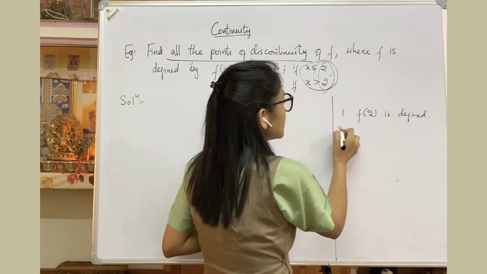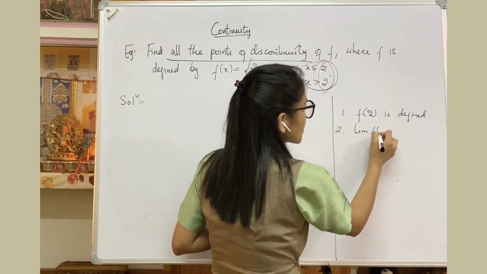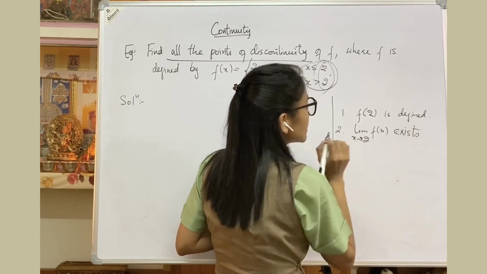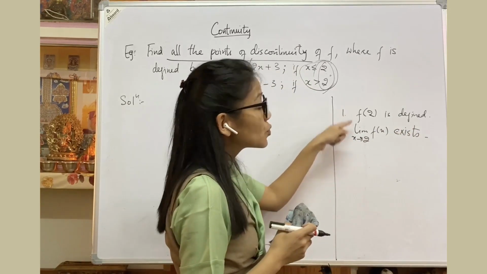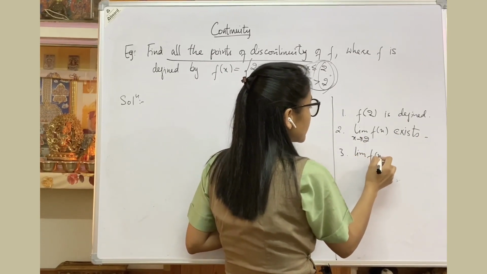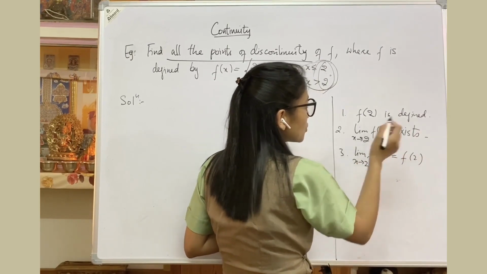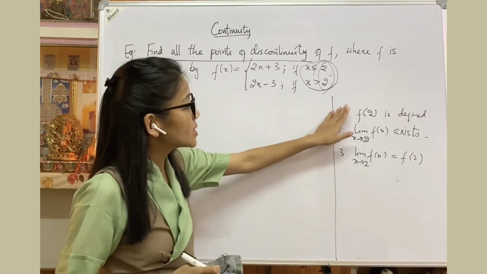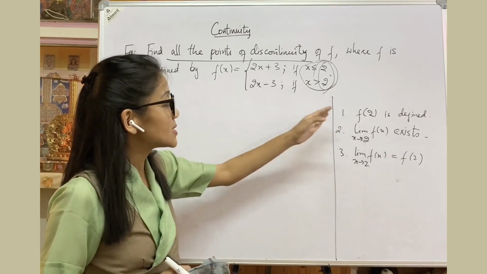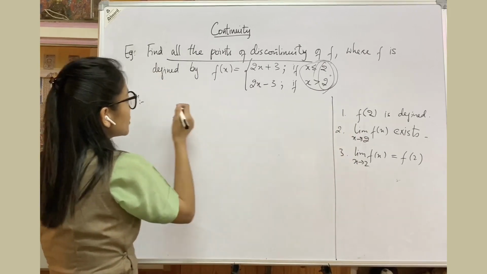Is that clear? Number 2, if this happens, then you will go for the second condition, that is, the limit of the function as x tends to 2 exists. This should happen, right? If a function is satisfying these 2 conditions, then you will go for the third condition, that is, the limit of the function, the left hand limit and right hand limit, is equal to the function value, whatever value you got at condition 1. So these 3 things should happen so that the function is continuous. Now we will see whether the function is satisfying these 3 conditions or not, okay? So first of all, I have to find out the value of f of 2.